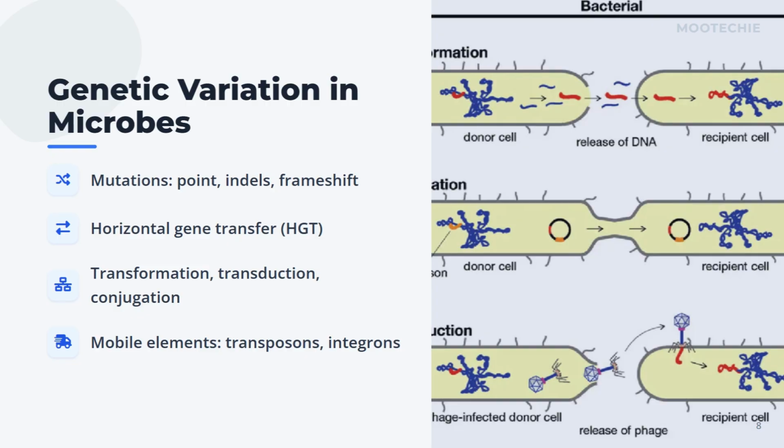The diagram visually summarizes HGT. For transformation, a donor cell releases DNA, which is taken up by a recipient cell. For conjugation, a donor cell connects directly to a recipient cell by a bridge. For transduction, a phage-infected donor cell releases phages that carry bacterial DNA and inject it into a recipient cell.